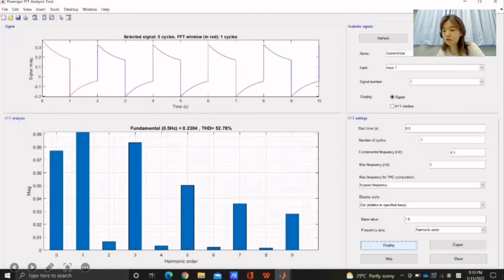And this is for the total current. The current at even numbers is lower than that at odd numbers, and the current also decreases as the odd or even number increases.